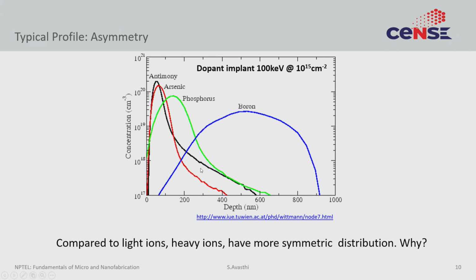We need to understand why that happens. In boron, there is another problem you may be seeing. You may be seeing that the concentration is a little over-represented on the left-hand side and a little under-represented on the right-hand side. It's as if the boron concentration is biased towards lower depth. So why is this? These are some of the things we shall now discuss in the subsequent slides.